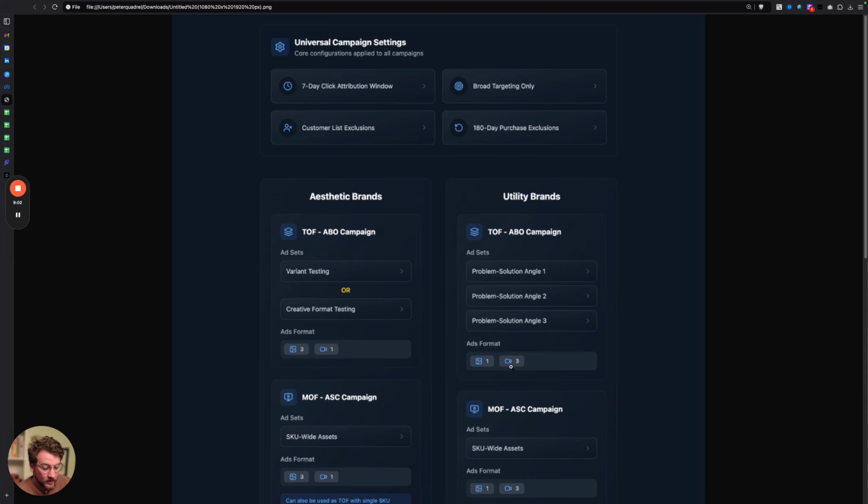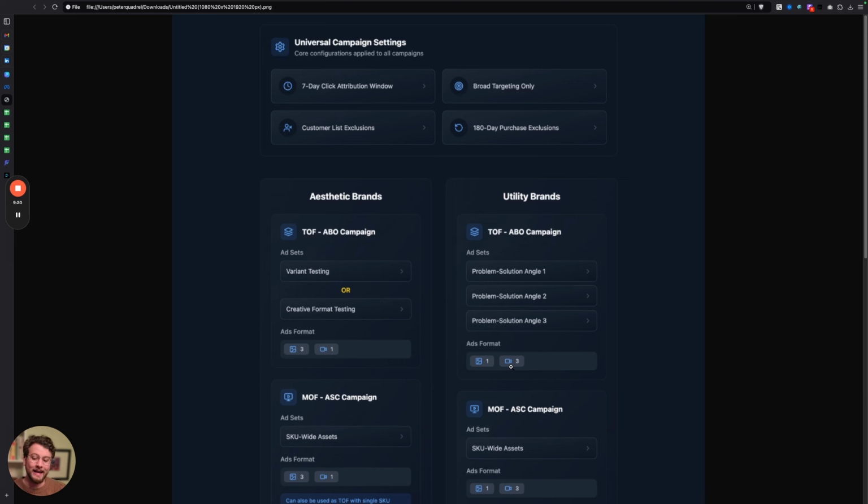In terms of photo to video, here's a very broad generalization, but something that does help a lot of brands. Again, typically for aesthetic-based brands, 3-to-1 image to video. For utility-based brands, 1-to-3 image to video, right? So for every 3 images, you want 1 video for aesthetic-based brands.